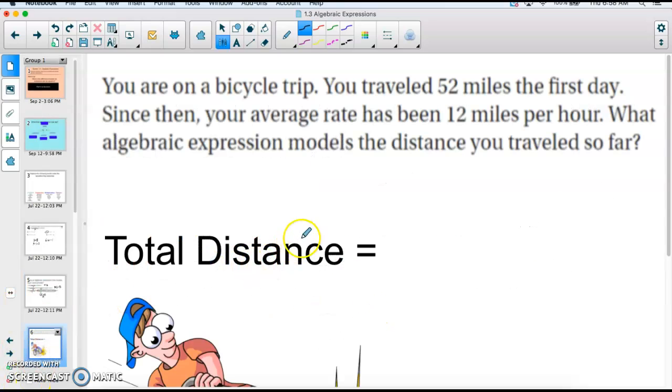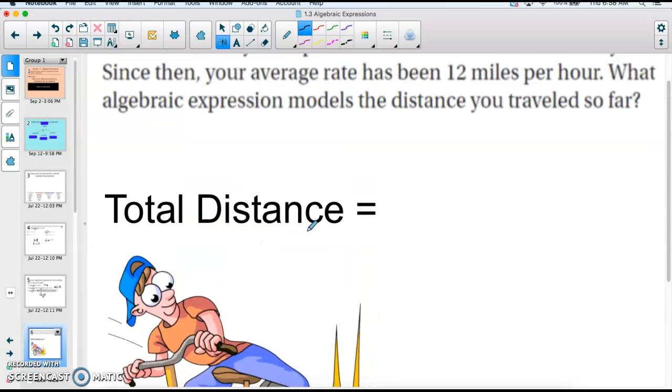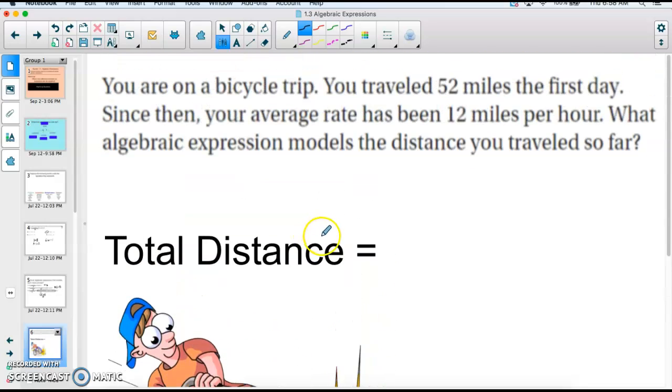All right. So now we have a bicycle trip here. You traveled 52 miles the first day, and then since then your average rate has been 12 miles per hour. Okay, what algebraic expression models the distance you traveled so far? So we're looking at 12 miles per hour. Okay, so 12 miles for every hour, right?